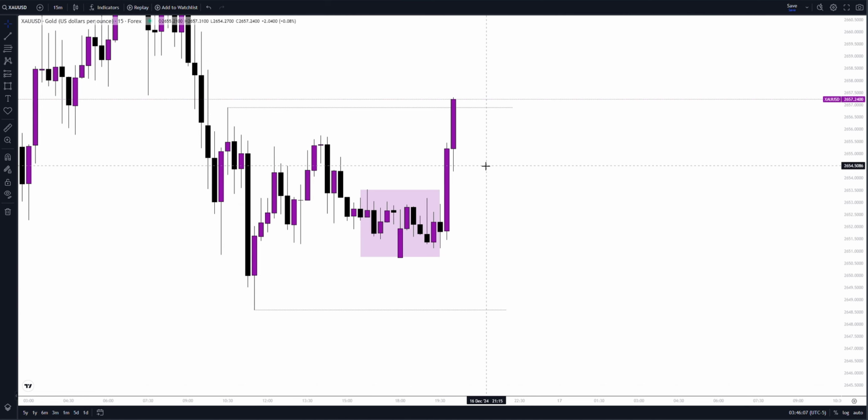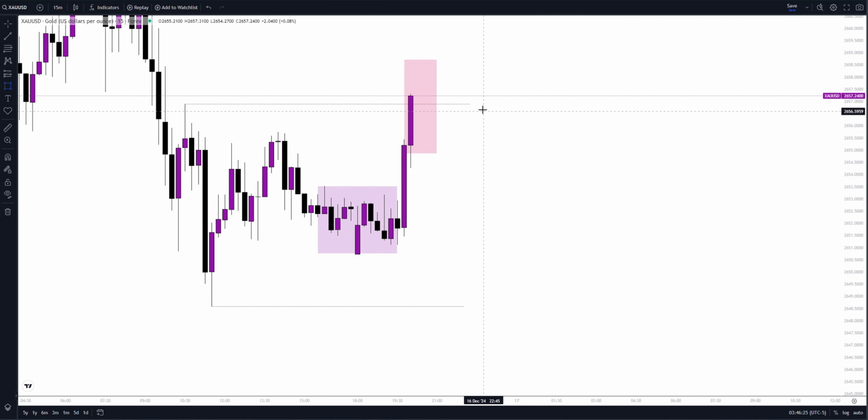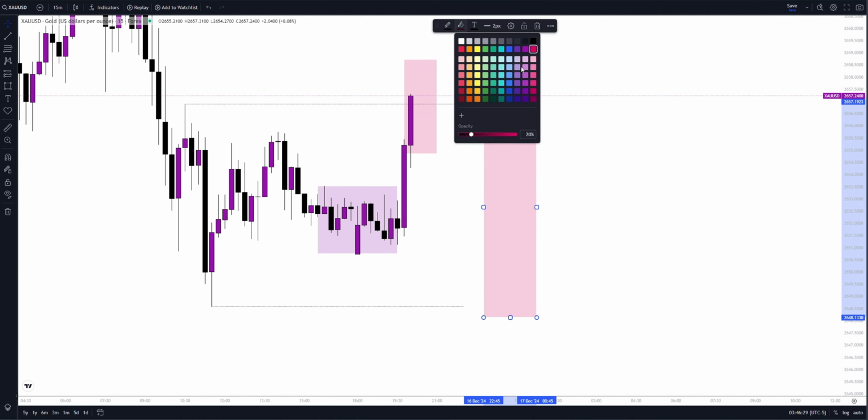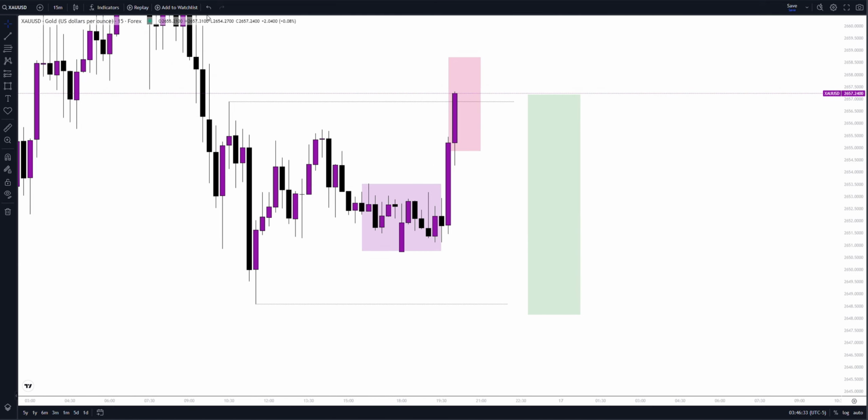Now you can see price is just taking out this buy side liquidity, and we want to see price shift the market structure, and we will be aiming for price to take out these lows. So now we have this manipulation phase right there. Then we want to see price create the distribution phase below these lows. So let's see what is going to happen.